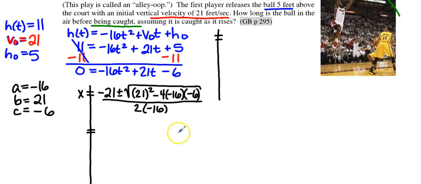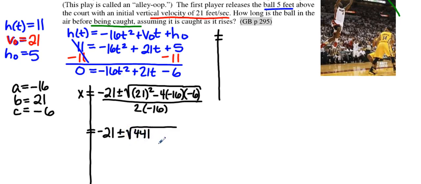So on my next step, I'm going to have a whole new fraction. Negative 21 is going to stay, plus or minus the square root, 21 squared. Go ahead and use your calculator, find 21 squared. We should be getting, in your calculator first, go do it, 21 squared is 441.